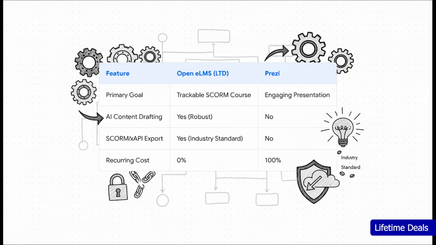This actually brings us to a really critical distinction. OpenELMS is not just another presentation tool. Its primary goal is creating trackable SCORM courses. It has robust AI for drafting content and, crucially, that industry-standard SCORM export. You just can't get that with a tool like Gamma. This is a true e-learning authoring tool through and through.